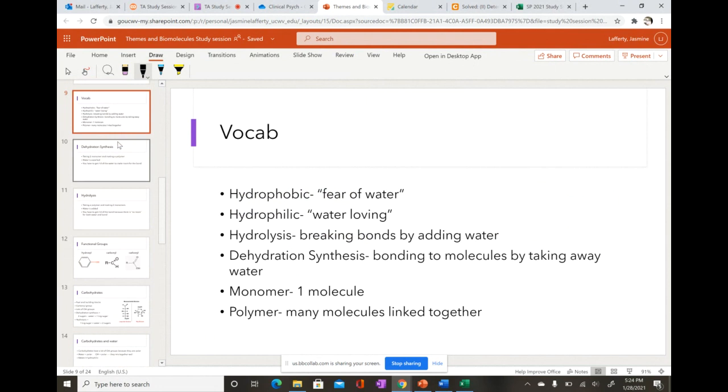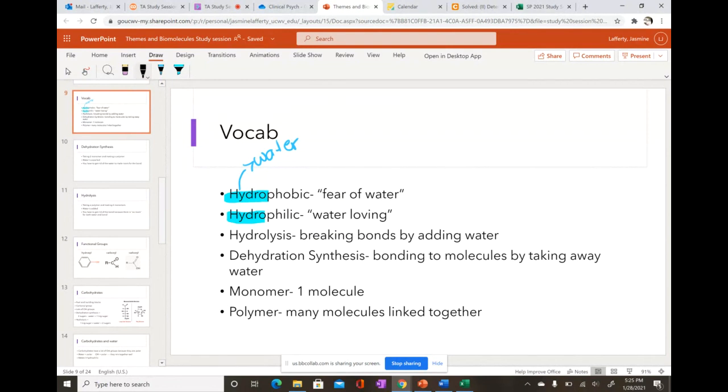Okay. So the best thing that we need to do for this chapter in biomolecules is to learn our vocab. So let's break this down. Let me change colors here. All right, so hydro is seen on both of these words, hydrophobic, hydrophilic. And we know that hydro means water.